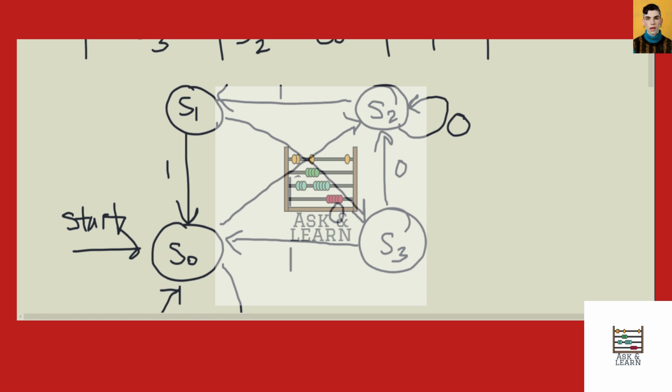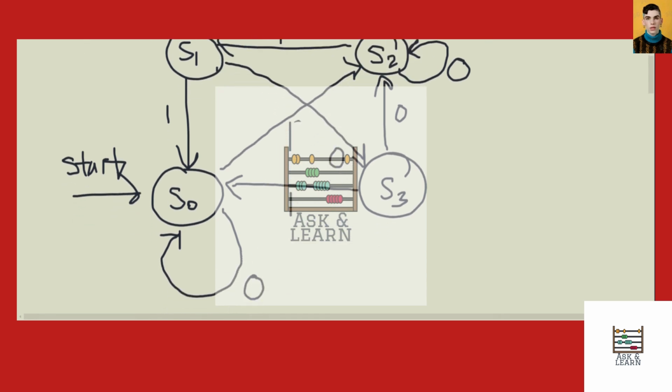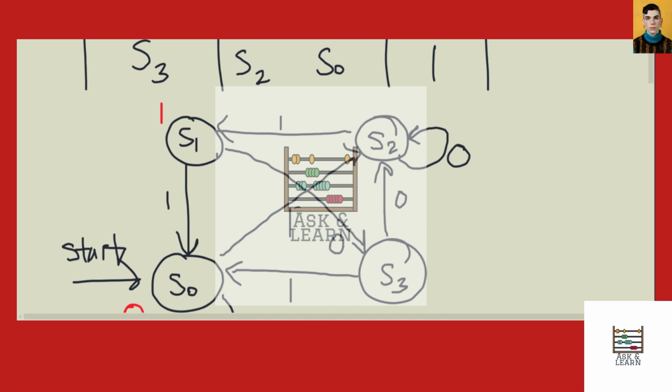And then we're also going to write the output at that state as a label next to the state. So we have the output at S0 is 0, so I'm going to label this state with a 0. And then we have the output at the rest of the states is 1, so I'm going to label the rest of the states with a 1. S1 is a 1, S2 is a 1, and S3 has a 1. So this is our state graph.